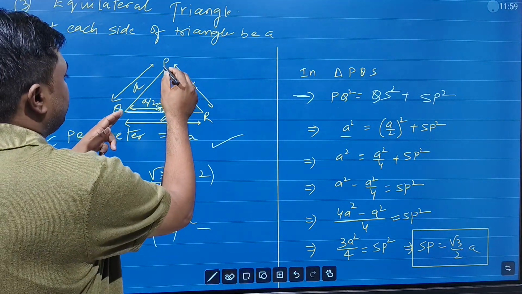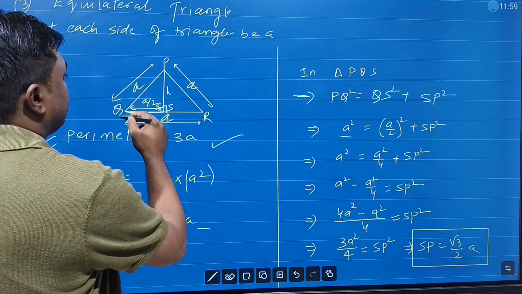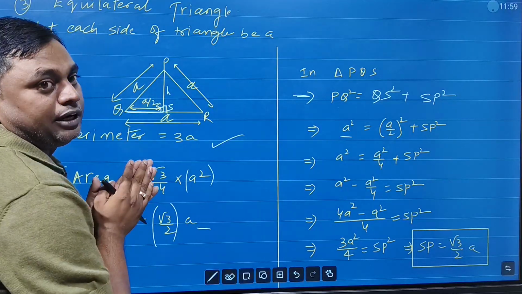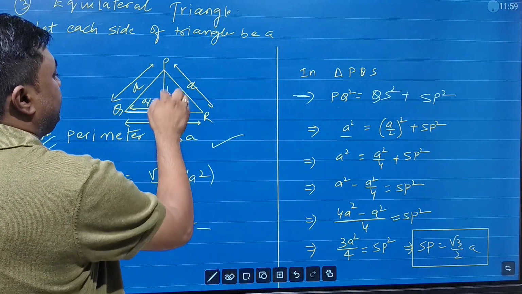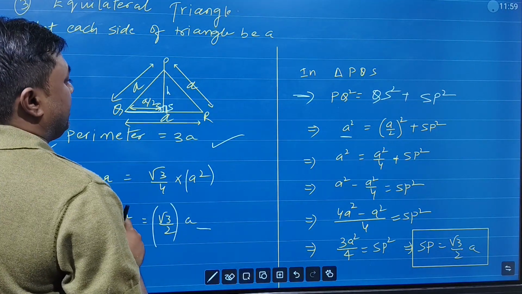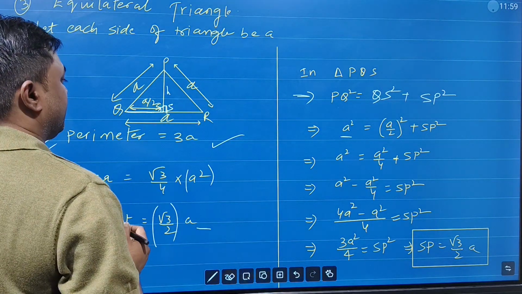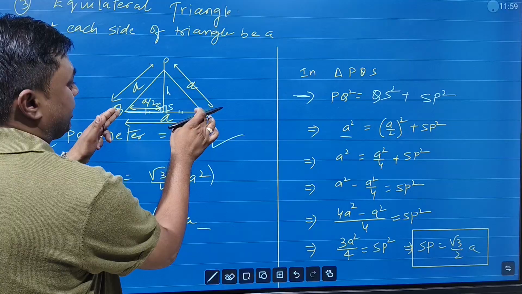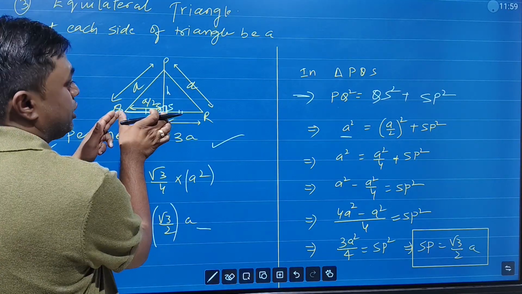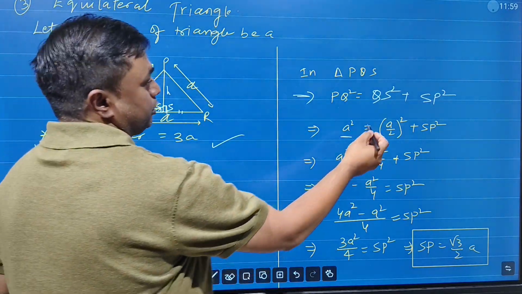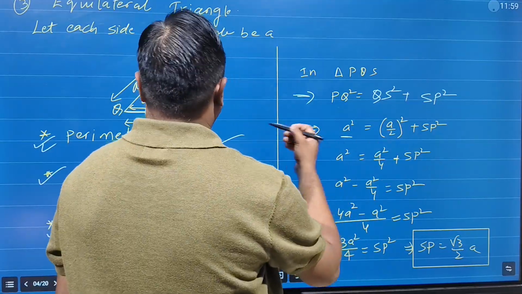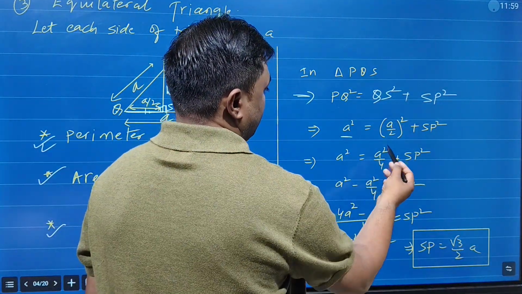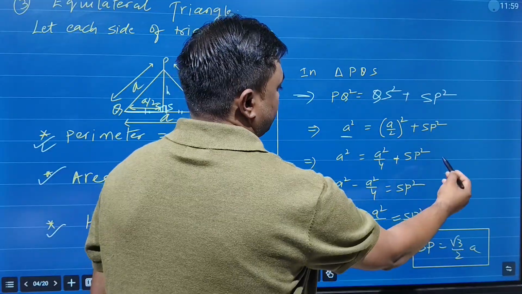If you draw one perpendicular, this equilateral triangle will divide into two equal halves. So that is PSQ and PSR. By RHS they are congruent. If they are congruent, this side will be equal to this side. So the total side is A, so QS will be A by 2. So you substitute QS as A by 2, and SP we have to find, that is SP square. So we can write A square is equal to A square by 4 plus SP square.